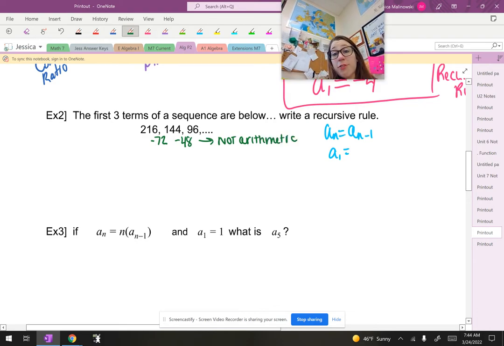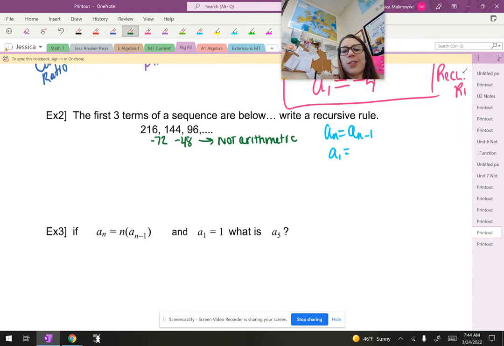I don't absolutely have to write that down, but you're definitely going to get some partial credit if you can't finish everything, because you're proving to me that you know stuff, and that's what a test is. All right, so that means it has to be geometric, because those are the only two that we know how to write rules for.